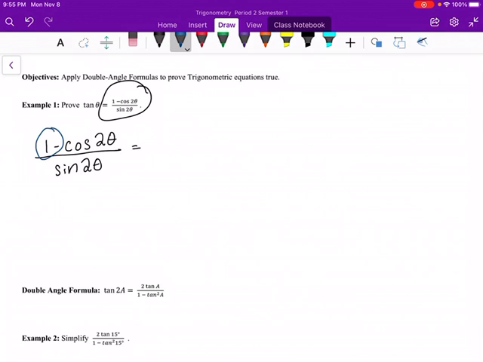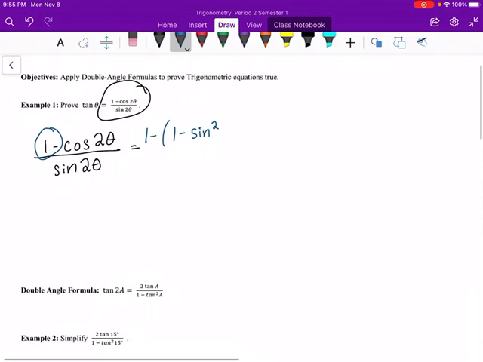We will keep this 1 minus in the front because that is separate. And then we're going to be subtracting 1 minus sine squared of theta. Because that was our double angle theorem equation from yesterday. And then on the bottom, we're going to have 2 sine of theta cosine of theta.